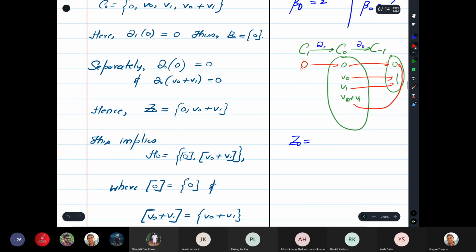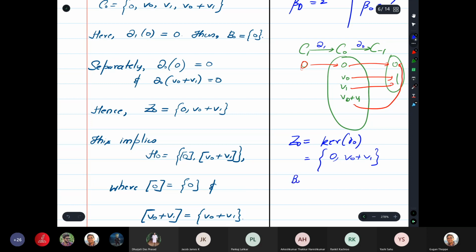Now let's look at Z0. So this is the kernel of DABA 0. So you have to tell me all those elements which got mapped to 0. So what are those elements? 0 and V0 plus V1. Very good. So you can see that this was different to what you said. Do you agree? No, I was about to add the other one actually. All right. Okay. So then you are right. So you can see that Z0 is 0, V0 plus V1.